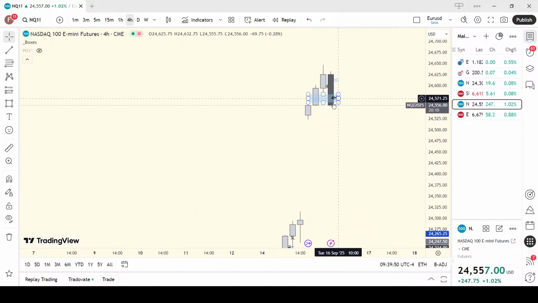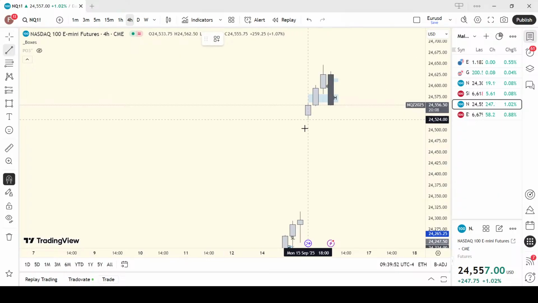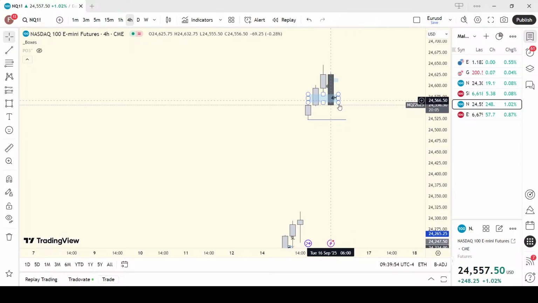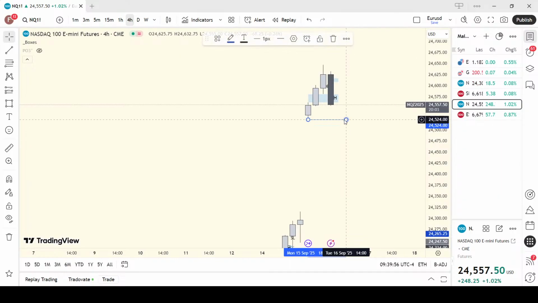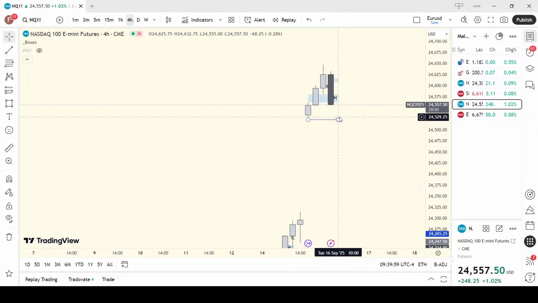Especially if we break through this 4-hour fair value gap, then we can definitely use this kind of as a target here, this gap.